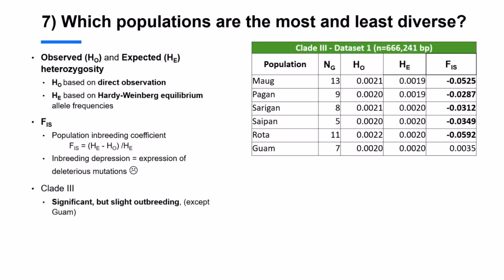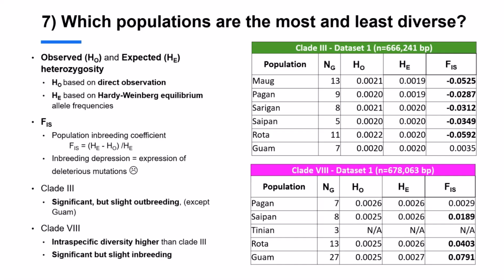Clade 3 exhibits significant but slight outbreeding as a result of this analysis. So consistently observed heterozygosity was higher than expected heterozygosity in these animals. In clade 8, the exact opposite is true. Interspecific diversity overall is higher, as you can see through the magnitude of those HO and HE values, but relative to themselves, expected was almost always higher than observed. So that results in a positive FIS value as seen on the right-hand side.